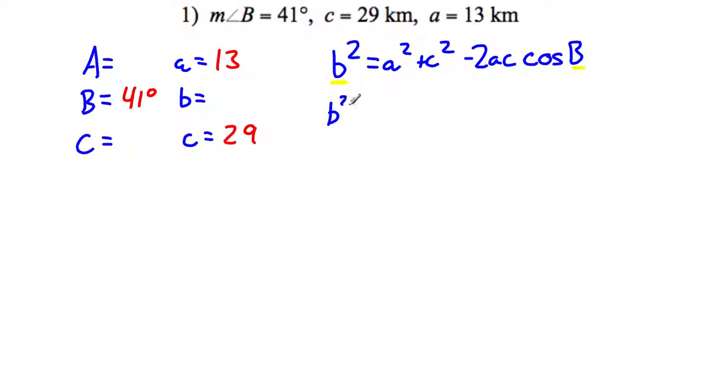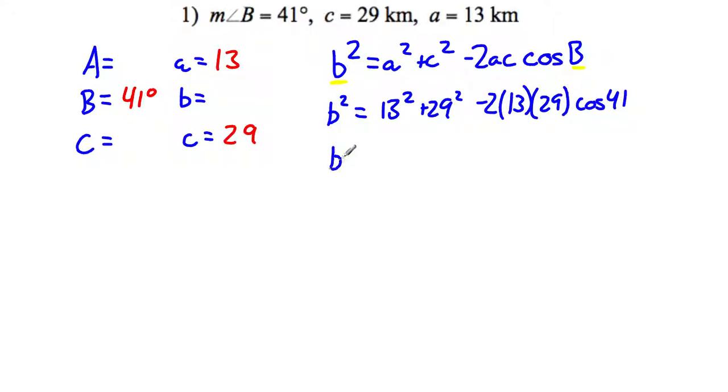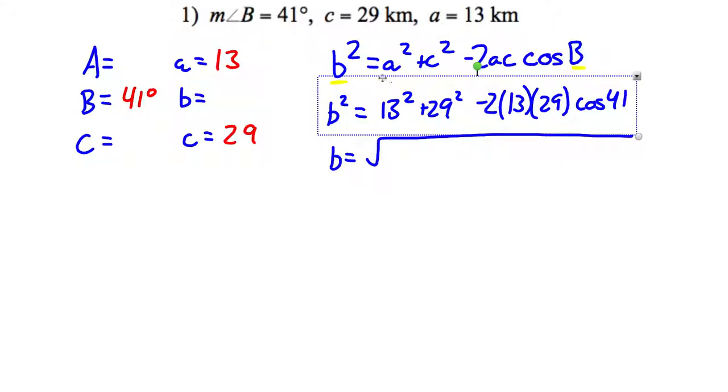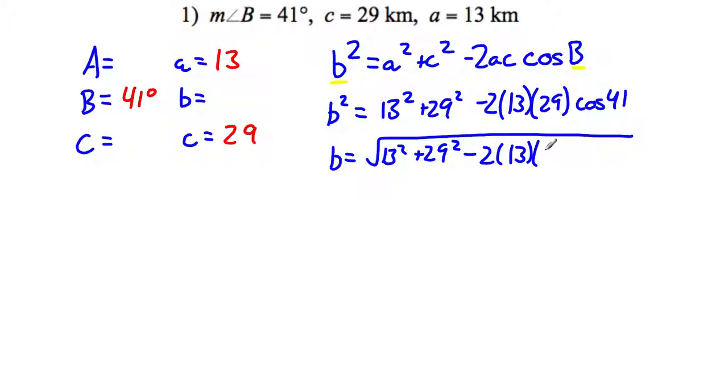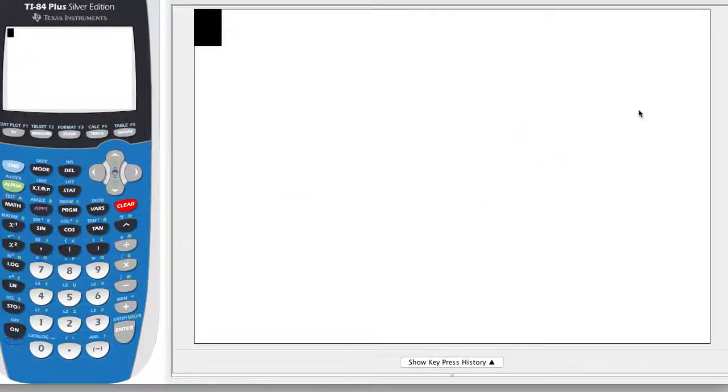So I'm going to say that b squared is equal to 13 squared plus 29 squared minus 2 times 13 times 29 times the cosine of 41. That means that b is equal to the square root of all of that. So the square root of 13 squared plus 29 squared minus 2 times 13 times 29 times cosine of 41. Beautiful thing about all this is I can plug this right into my calculator.